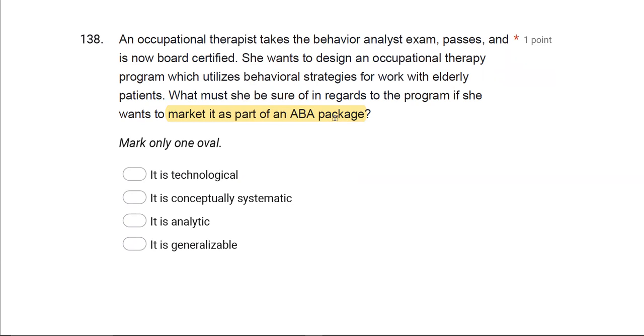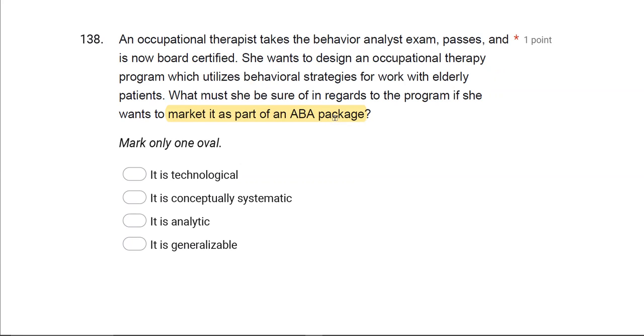So B, it is conceptually systematic. That's what we're looking for. If we're going to brand it as an ABA package and market it that way, then it has to be conceptually systematic and needs to be consistent with behavior principles, behavior concepts. C, it is analytic. Again, in practice, when she's actually implementing it, hopefully there's a functional relationship and hopefully it is analytic. We're talking about representing it as an ABA package. It needs to be conceptually systematic.